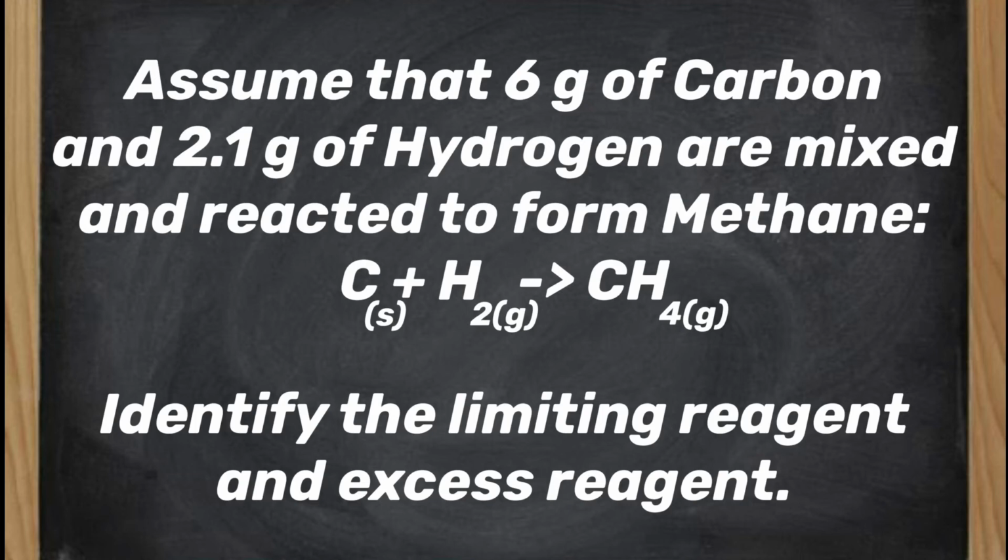So, that is the end of our discussion, and for our challenge, assume that 6 grams of carbon and 2.1 grams of hydrogen are mixed and reacted to form methane. Identify the limiting reagent and excess reagent.